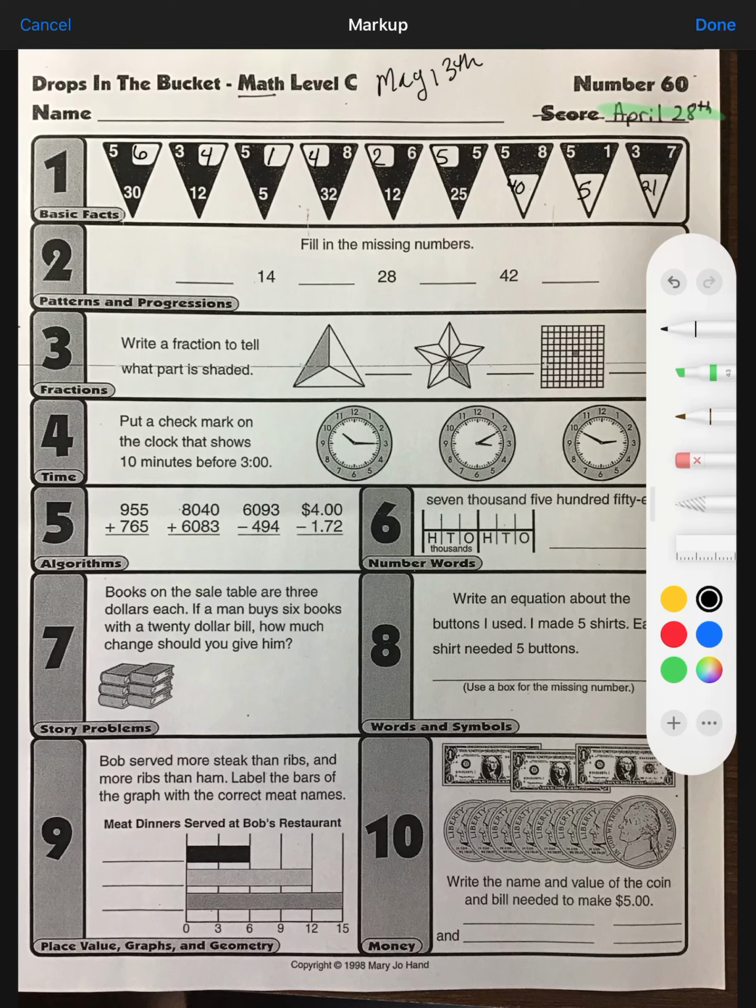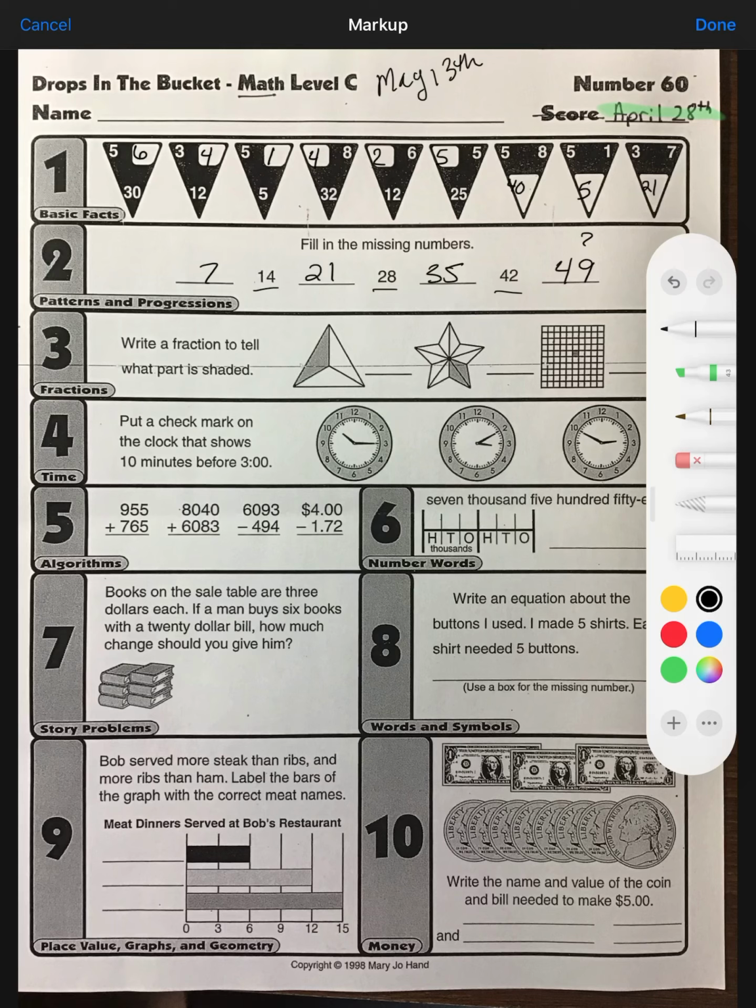Okay, number 2, patterns and progressions. If I look at these numbers, this looks familiar. If you know your facts, that seems like we are skip counting by sevens. So we have 7, 14, 21, 28, 35, 42, and 49.